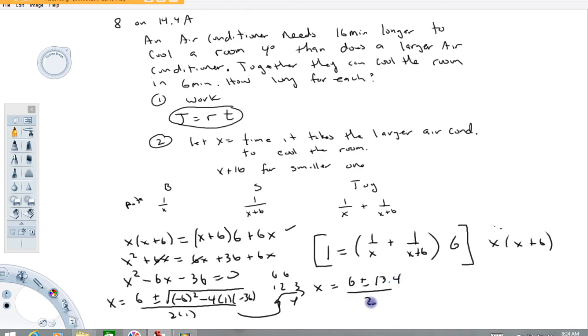And then over 2. Now, x is a time. 6 minus 13 is a negative number. x is some time here. We're going to want that to be positive. So I'm just going to take the positive root here, or the positive solution. I got 9.7 minutes.